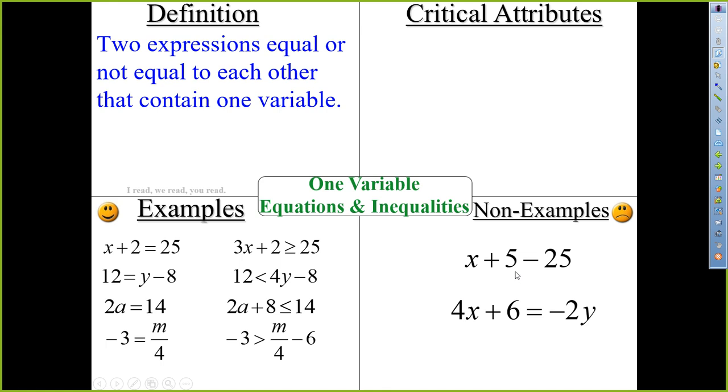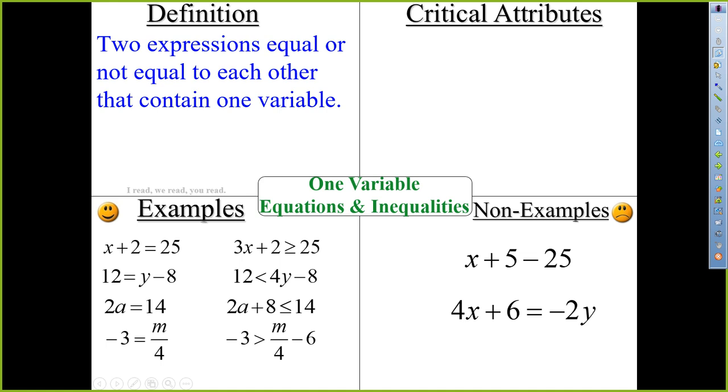Hayden, pass to someone. Like I call on someone? Yeah. Miles, why is this one not a one variable equation or inequality? Because it has two variables. Because it has two variables, that is correct. So that one would be a two variable equation. That is correct. Alright, so today we're going to be working with these kinds.